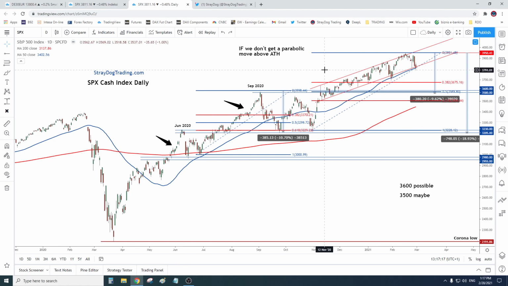3,500 could also be a slightly bigger pullback. In that case, we would get a confluence with the 61.8, and breaking this support area and going all the way down to the lower support would be a lower odds case. So that would be my opinion about the S&P and the possible correction in case we don't get a parabolic move higher above the all-time high.